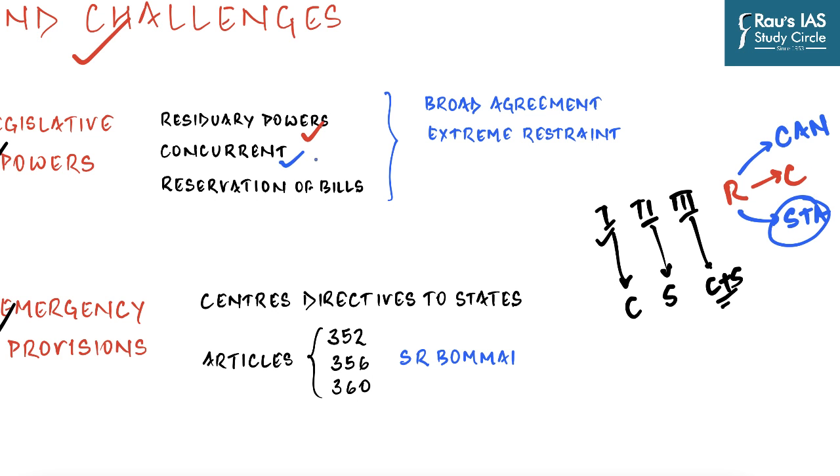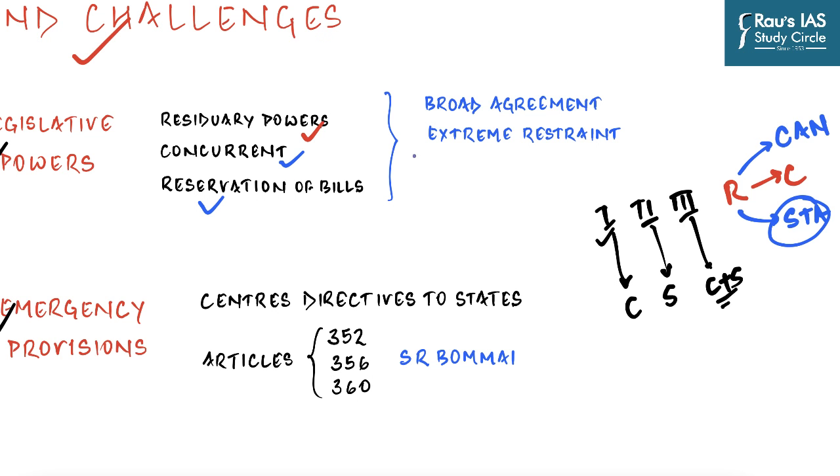On matters of the concurrent list, if both the Centre and the state enact law, and if the provisions clash, the central legislation would prevail. This is also a big cause of concern for the states. And we know that there are a lot of bills which can be reserved by the governor for the approval of the president on his own discretion. And all these three matters respectively are the ones which are creating challenges to our federalism.